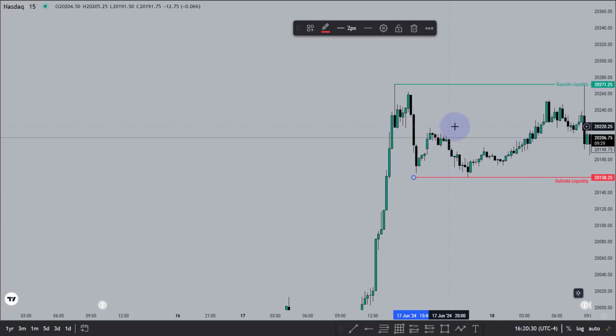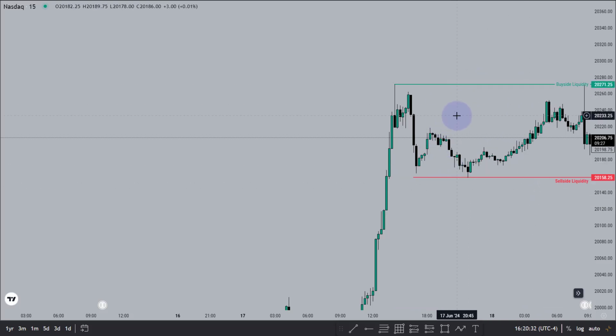After marking the liquidity, first job is you have to think what is today. Is it Monday, Tuesday, Wednesday, Thursday or Friday? Because every day's narrative is different. Now I know today is Tuesday. So Tuesday is actually the manipulation day. What is the manipulation? That means it's going to take buy side liquidity and sell side liquidity.